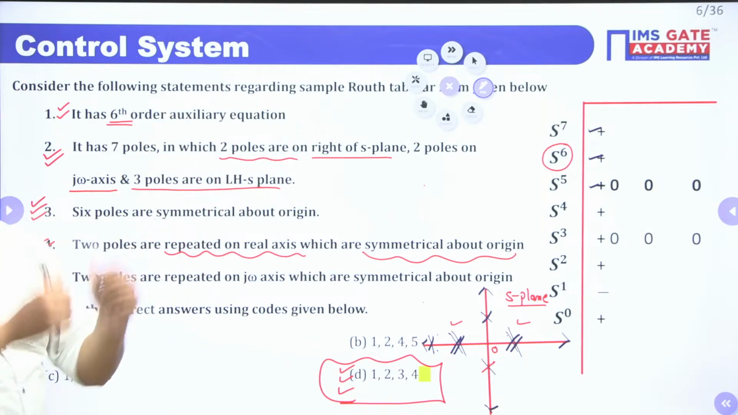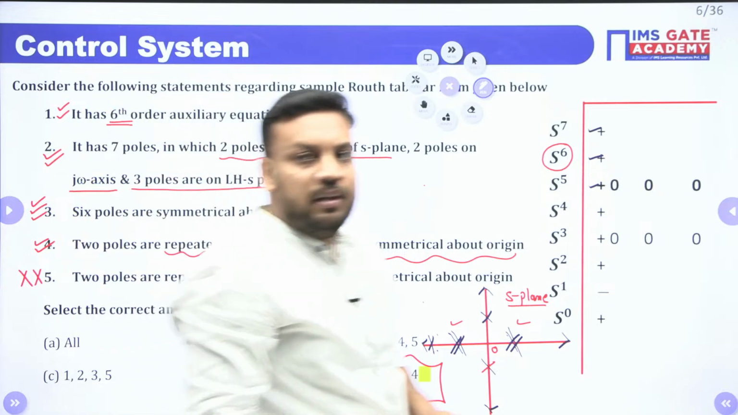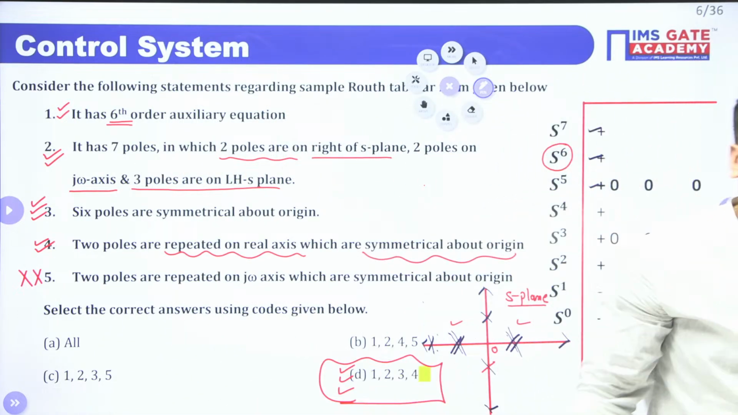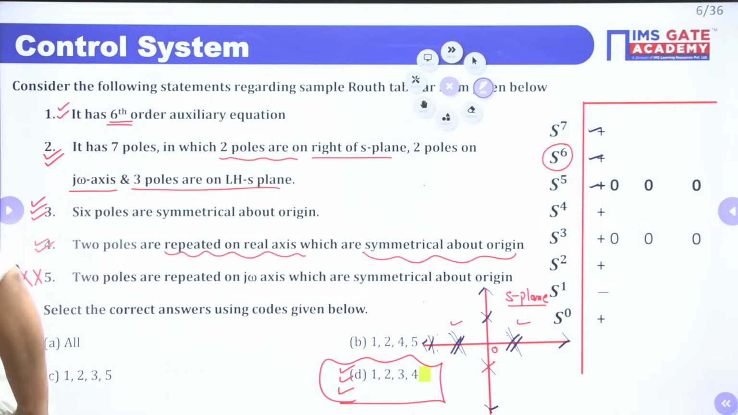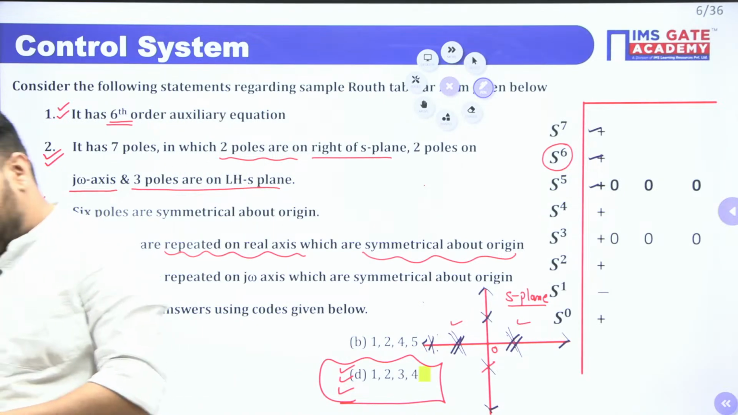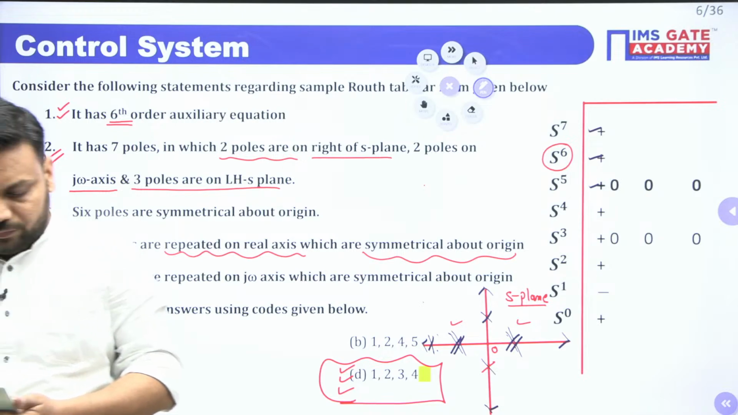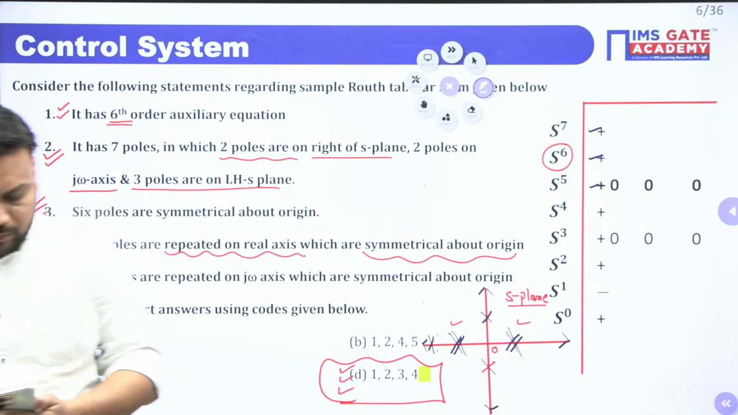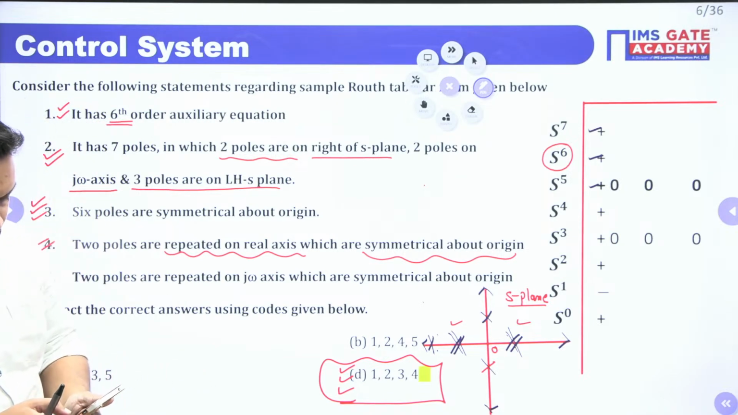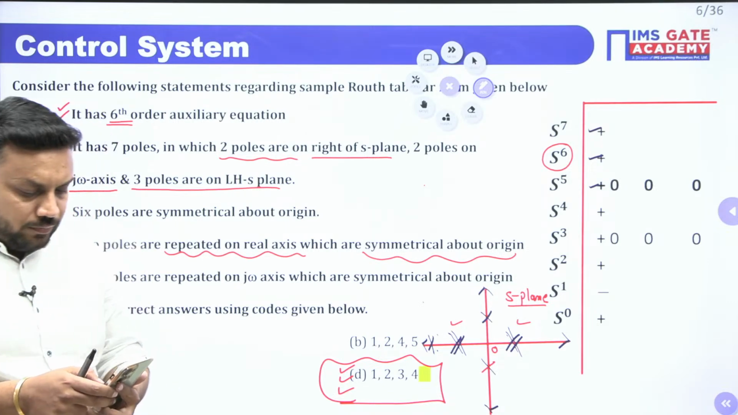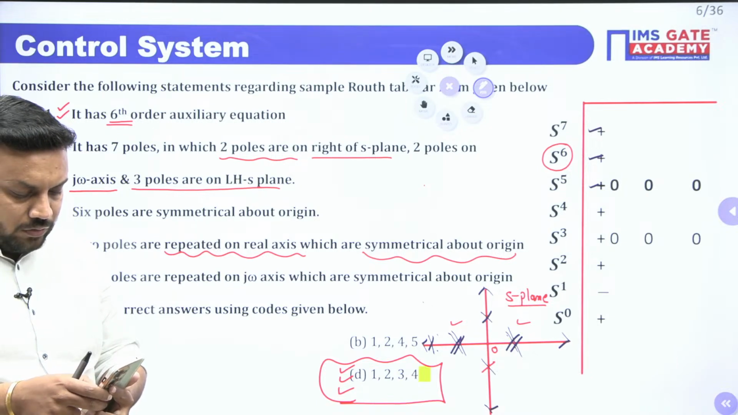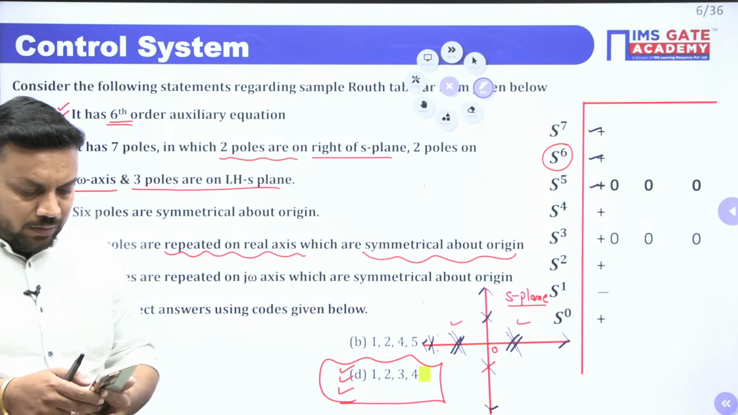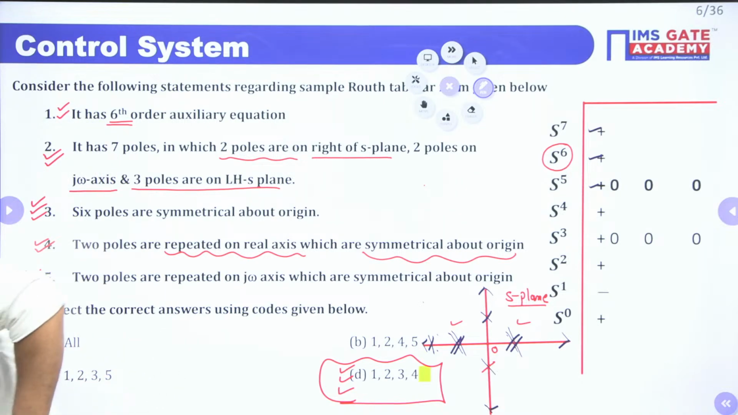I hope you are getting it, guys. Correct answer option number D. Is this clear to you, guys? Shall we go for next? Yes. Now, our next question. Those who are attending the live class, you should reply with your answer also, guys. Then only the purpose of the live class will be served.